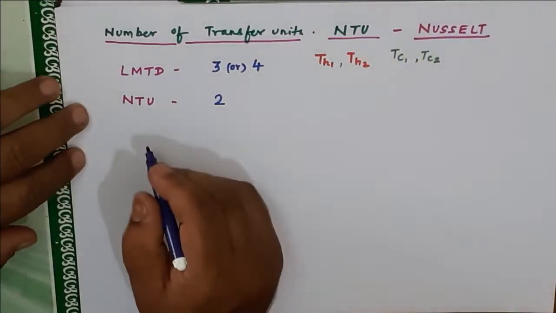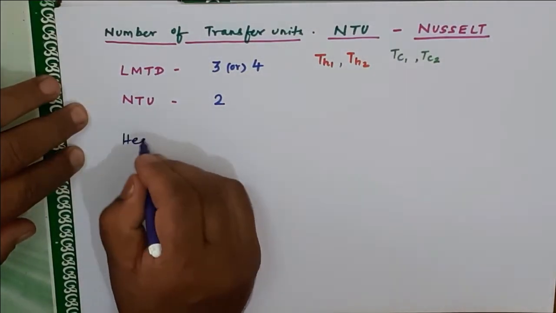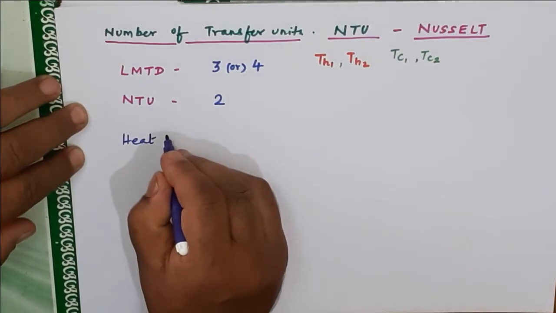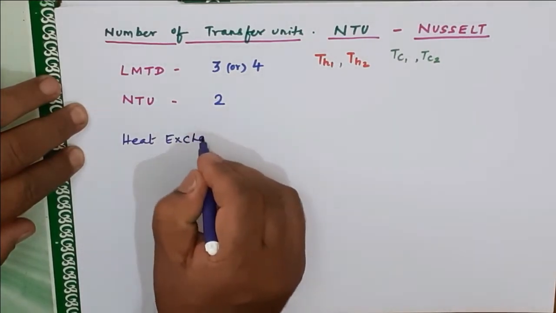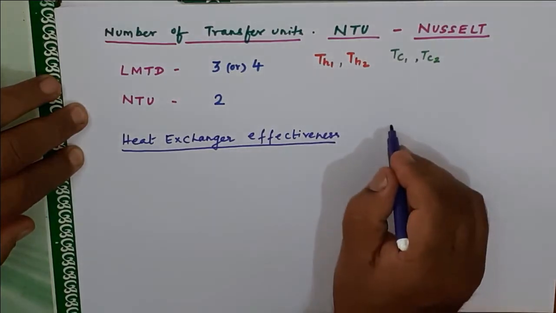So this concept was first proposed by Nusselt. First we'll see effectiveness, heat exchanger effectiveness. Why we are using this heat exchanger effectiveness, that we will learn in a short while. It is represented by epsilon.